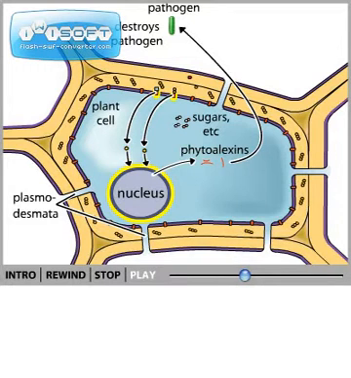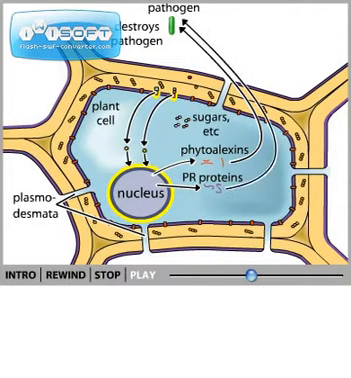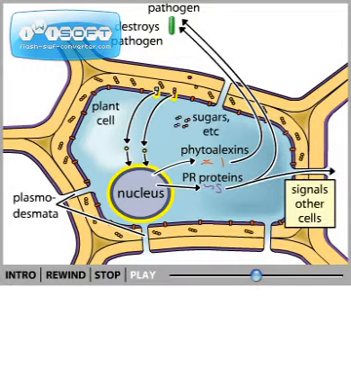Some of the genes that are expressed code for proteins called pathogenesis-related or PR proteins. Some PR proteins kill bacteria or fungi by breaking down their cell walls. Others may travel through intercellular passageways called plasmodesmata and serve as alarm signals to neighboring uninfected cells.